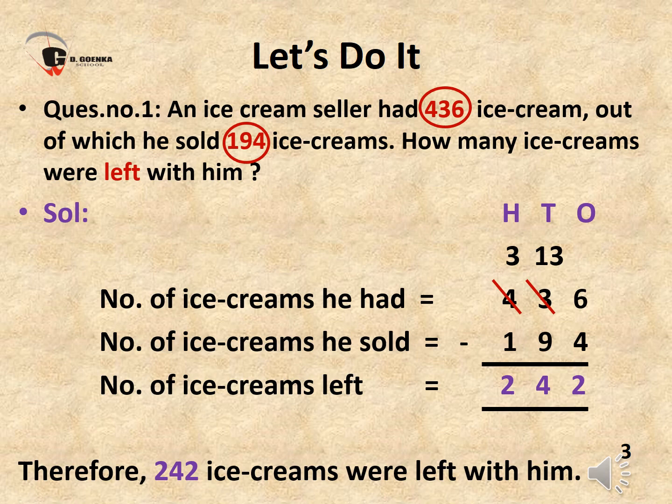Now let's move on to our last and final step, which is to solve our hundreds value. Because 1 is borrowed from 100, the value of 100 is not 4 now, it becomes 3. So 3 minus 1 equals to 2. So number of ice creams left equals to 242. Now we'll have to follow our last step and write our difference in a statement form. Therefore, 242 ice creams were left with him. Dear kids, it's very important to check our answer once we'll solve our question.